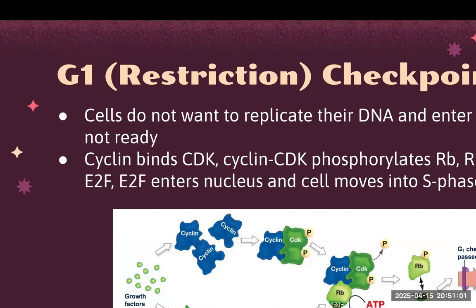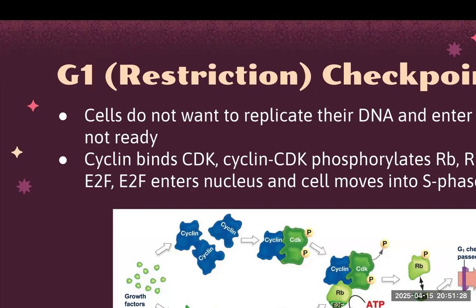Okay, G1 restriction checkpoint. Cells don't want to commit to the cell cycle and replicate their DNA if they're not ready. It's that commitment issues, okay? Cyclin binds CDK, cyclin CDK phosphorylates RB. RB releases E2F, this little guy right here. And once that happens, E2F enters the nucleus and the cell moves into S phase.